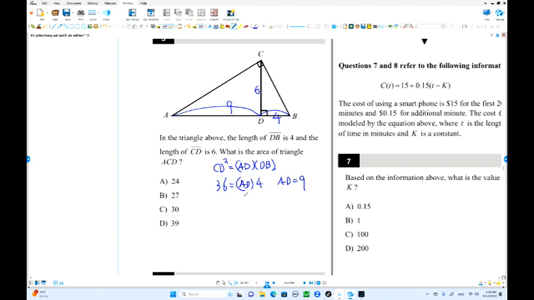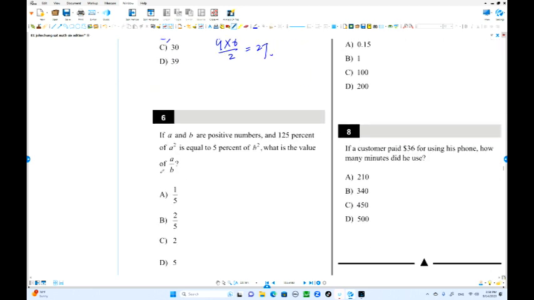Over here, the area of triangle ACD, this area. Base times height: 9 times 6 divided by 2, which is what? 27 is the area of that triangle. Number 6.